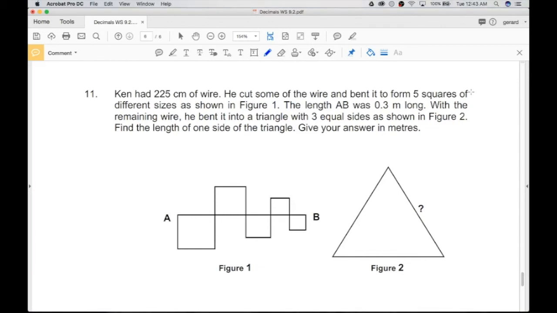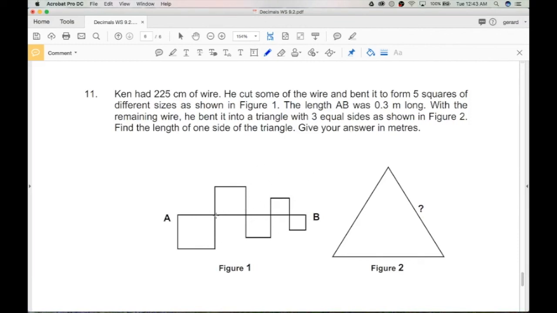Alright, you read through already? Okay, so Ken had 225 cm of wire. So the total amount of wire is what, you can see my cursor is this whole figure here and this whole figure here added together. So when he formed these 5 squares, length of AB accordingly is 0.3 meters long.